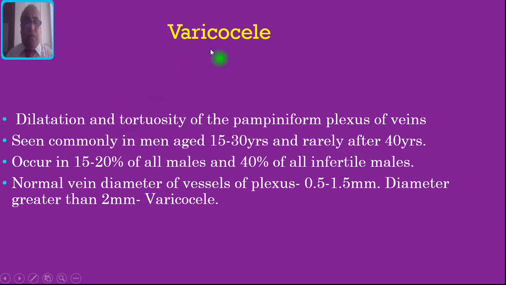So what is varicocele? Varicocele is dilatation and tortuosity of the pampiniform plexus of the veins. It's seen commonly in men aged 15 to 30 years. It is very rare after 40 years. It occurs in 15 to 20% of all males, whereas the incidence is 40% in infertile males. Normally, the diameter of the pampiniform plexus of veins is only 0.5 to 1.5 millimeter. If the diameter becomes more than 2 millimeter, then you have to suspect varicocele.